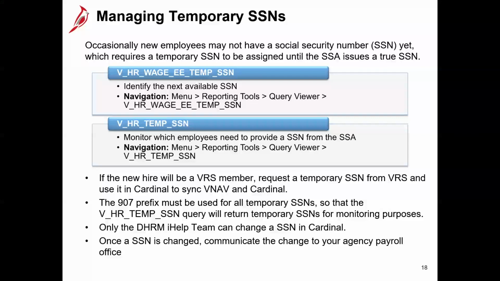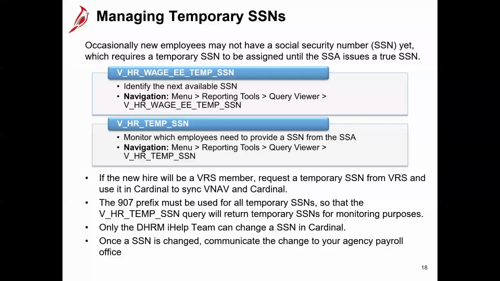When you receive that number, it's going to start with a 907 prefix. That 907 prefix is what must be used for all temporary SSNs within the Cardinal system. That allows that temporary SSN to be pulled by that second query, the HR temporary SSN query. It will return that specific employee and Social Security number so that you can monitor it and know which employees you may need to follow up with in order to get their permanent or their assigned SSN from Social Security.